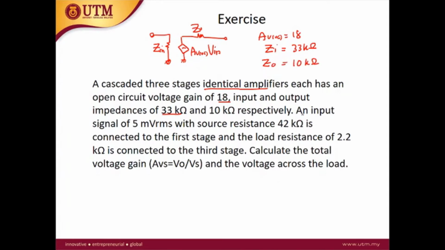At the input of the cascaded multi-stage amplifier, there is a source connected, and the source is 5 milli VRMS with the resistance 42 kilo ohm. At the end, the output of the multi-stage is connected to a 2.2 kilo ohm load. The question is to calculate the total voltage gain and the voltage across the load. Based on this statement, you can draw the equivalent circuit of the multi-stage.